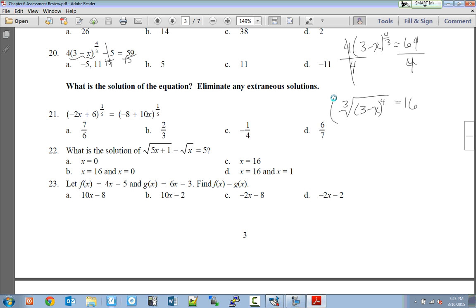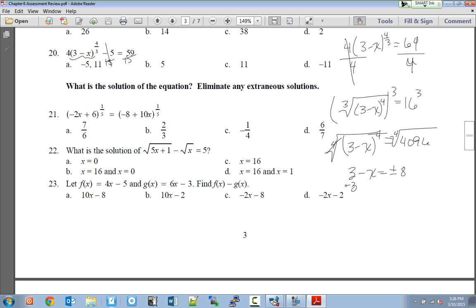All right, so now to get rid of the cube root, we're going to cube both sides. So we're going to get (3 minus x) to the fourth equals 16 cubed, which is 4,096. And now, since the parentheses is raised to the fourth power, we are going to take the fourth root of both sides. So we're going to have 3 minus x equals the fourth root of 4,096, which is 8. Now, don't forget, since it's an even-powered root, we don't have just 8, we have positive and negative 8.